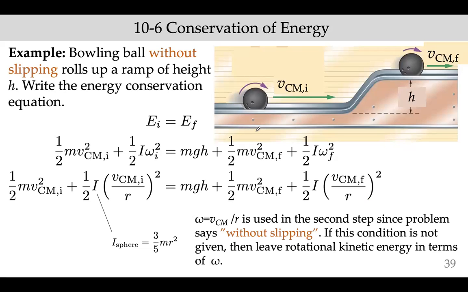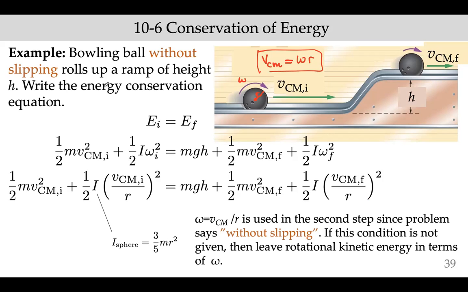Okay, in this example, there is a bowling ball, and without slipping, it rolls. So whenever I see this "without slipping," I can write this condition: V_CM equals omega, the angular speed, times R, the radius of this object. So the bowling ball, without slipping, rolls up a ramp of height h.